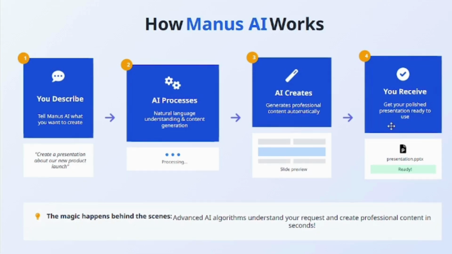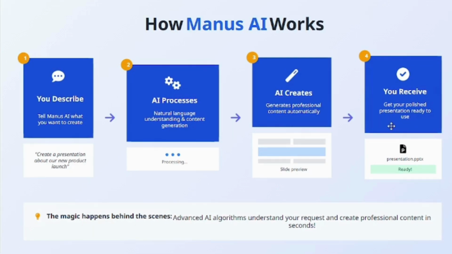Now, step number 3, it's going to create. This is the exciting part. Based on its understanding, Manus AI will automatically generate your content. For a presentation, this means it designs the slides, selects appropriate layouts, suggests compelling visuals, and even drafts the text for each slide. It pulls from a vast library of design elements and content knowledge to create something truly unique and professional, all in a matter of moments. You see a preview of your content taking shape in real time on your screen.